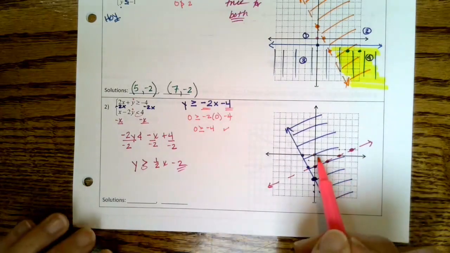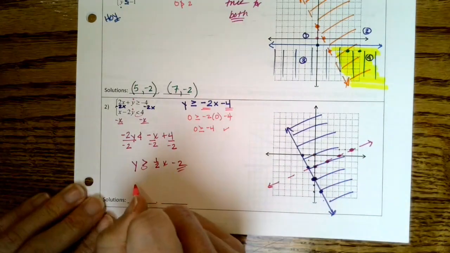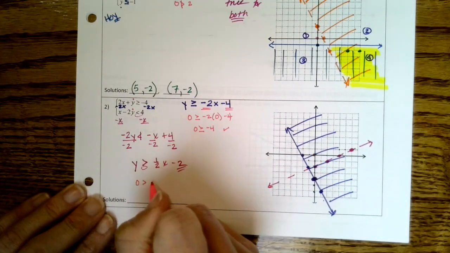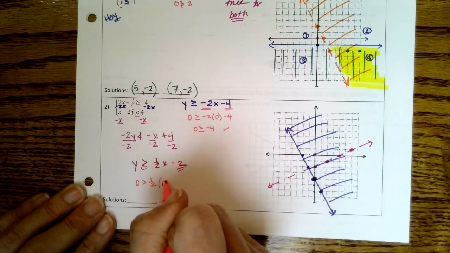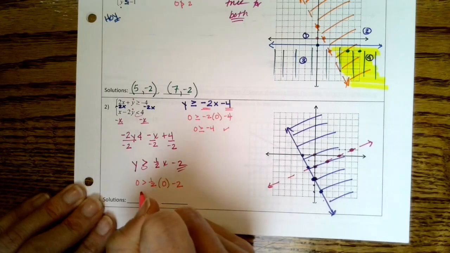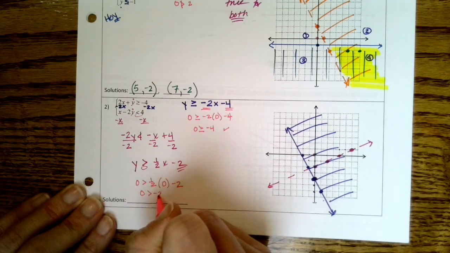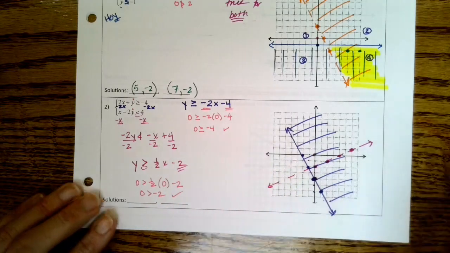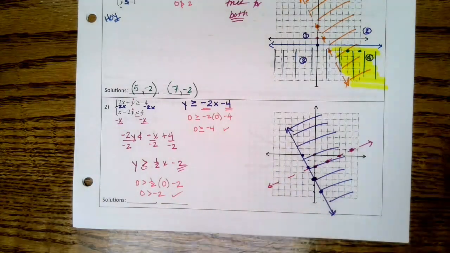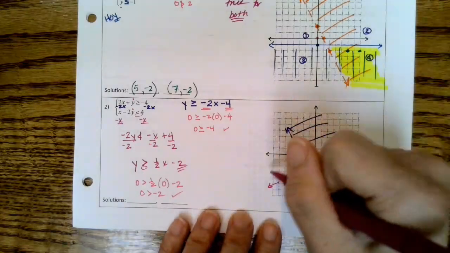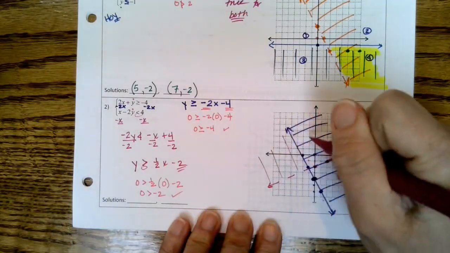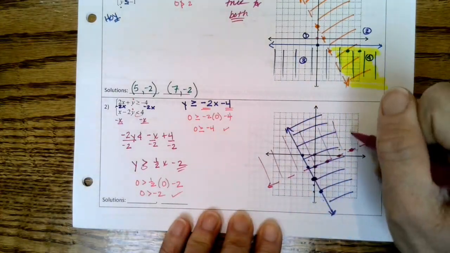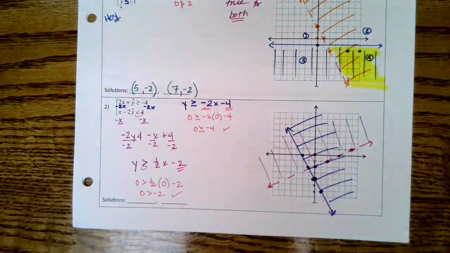I can use the same test point for my pink line. Is 0 bigger than 1/2 times 0 minus 2? Is 0 bigger than negative 2? Yes, it is. So what I'm going to do then is color on the same side of the graph as where 0, 0 is.